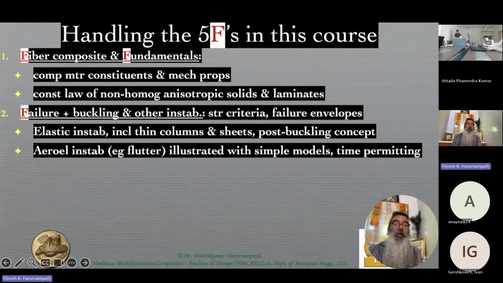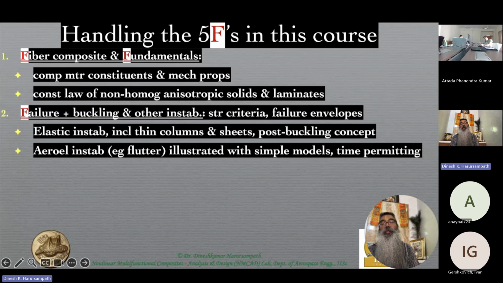The second F, or rather the third F, if you take the fundamentals also into account, is how we deal with failure. The failure also, along with the flutter and other instabilities, more so the elastic instability like buckling, in order to deal with in this course, the way we will be handling it, in a very, very basic way, is to look at certain strength criteria for the failure.